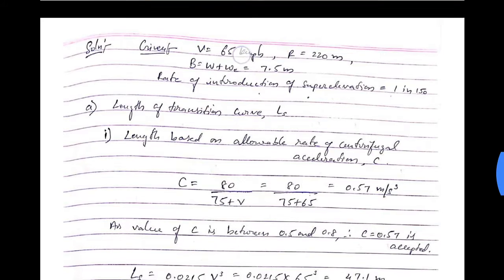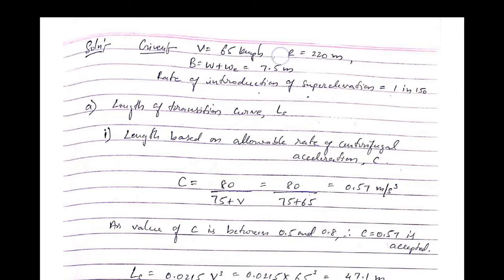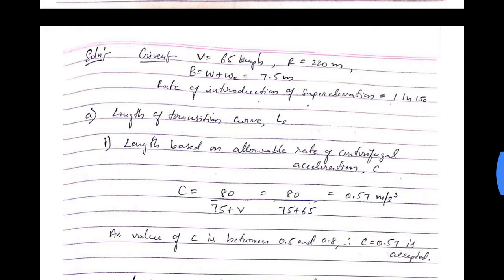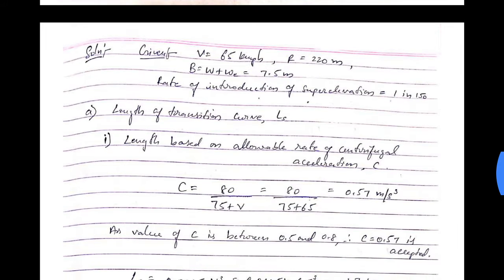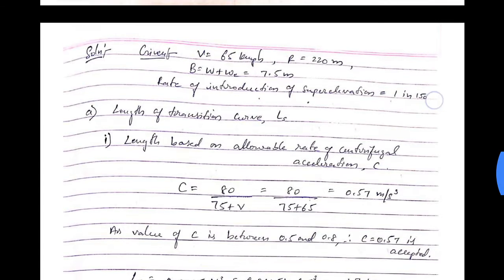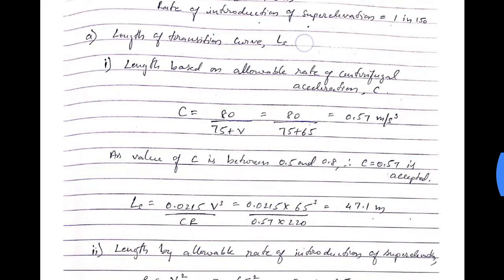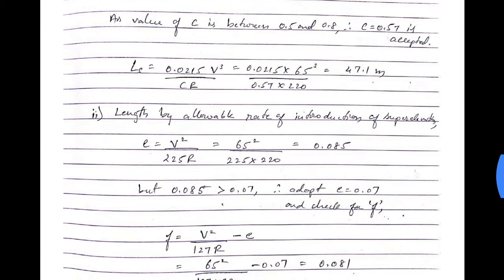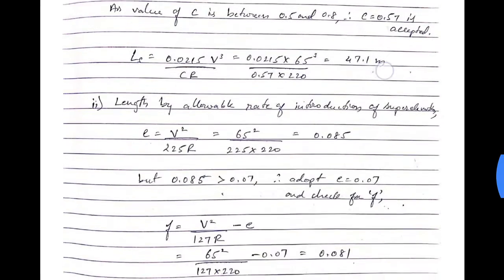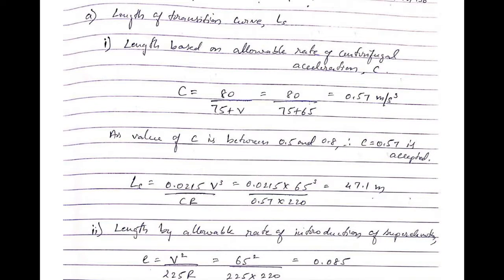The design speed is 65 kmph, radius is 220 meters, total width W plus W is 7.5 meters, and rate of introduction of super elevation is 1 in 150. As we all know, in transition curves we have three conditions to satisfy. We find out the length of transition curve using three conditions, and the condition which gives us the maximum value will be adopted.